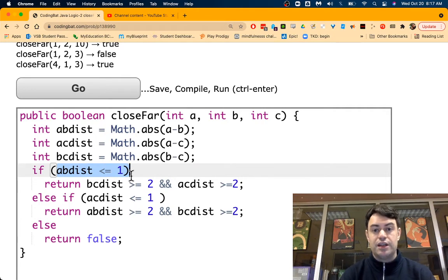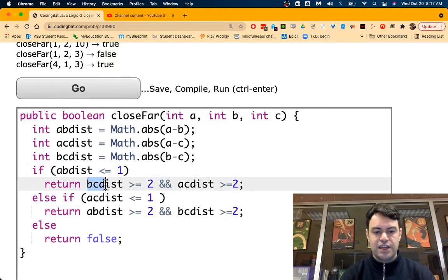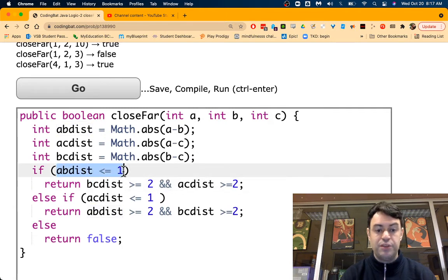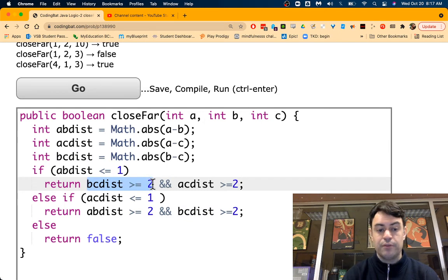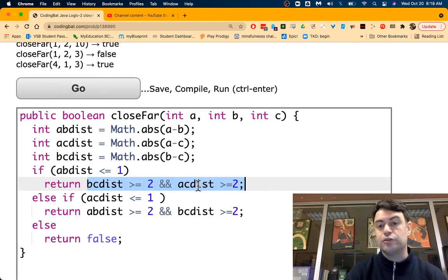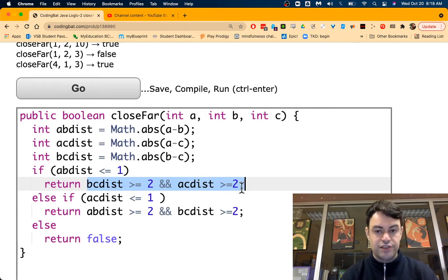So then I want to find out if C is a far number. So remember, far is the distance is 2 or greater. So then I can say, well, if B is my close number, then is C far away from B and A? If it is, then I guess we have a true. So I'm just returning whether this is true or false. I'm not making this like if this is true, return true, else return false. It is true or false, so I can just return it instead of the if statement.